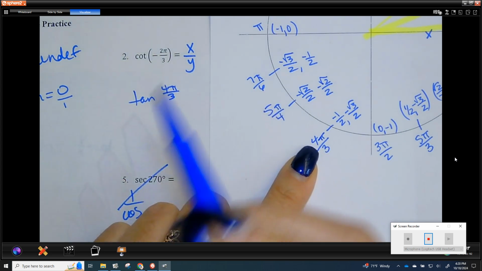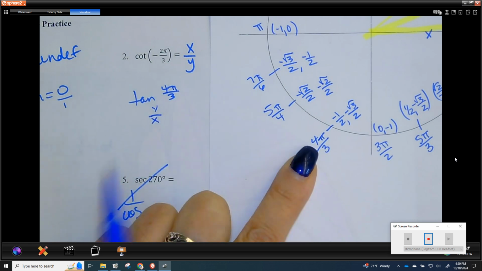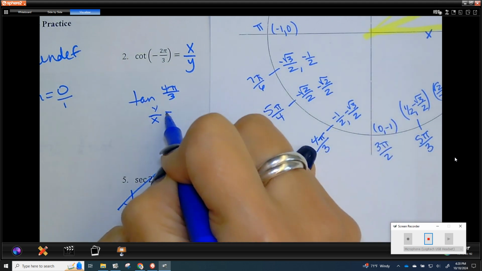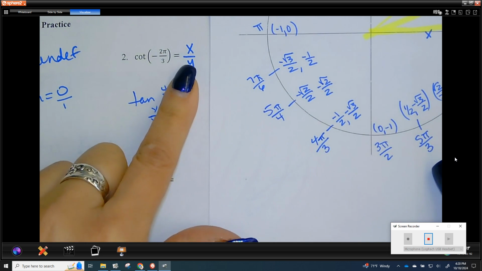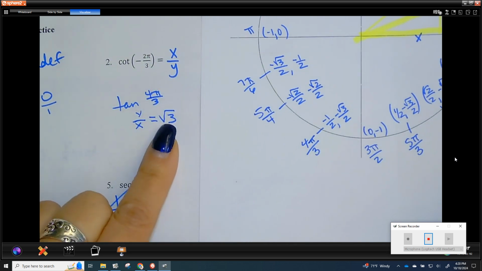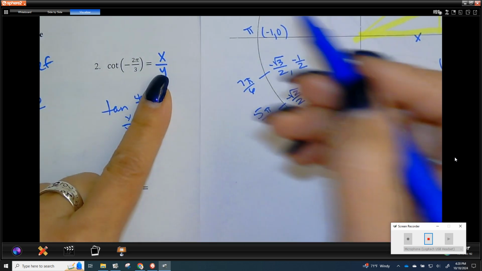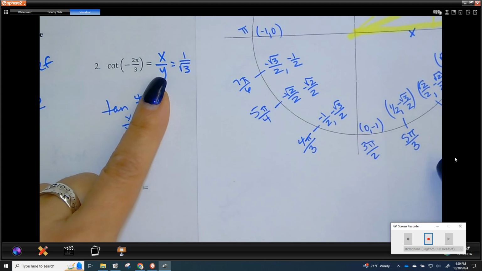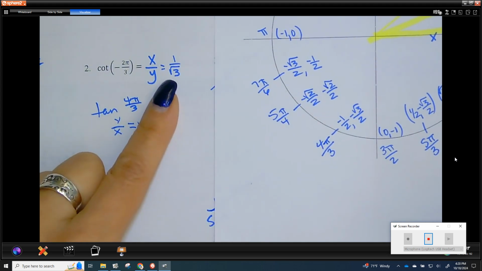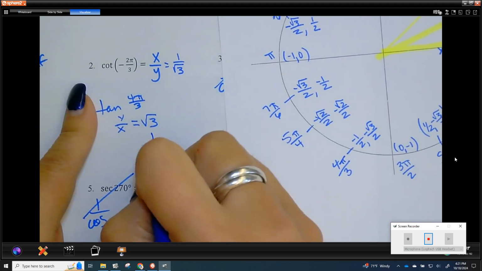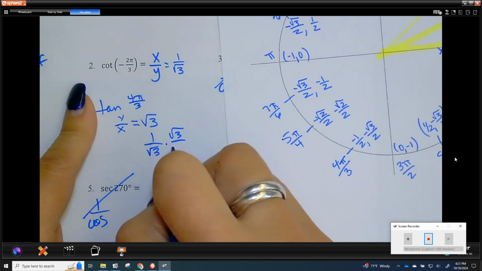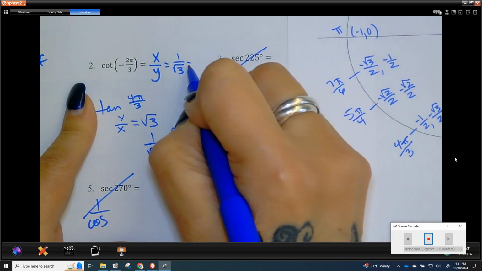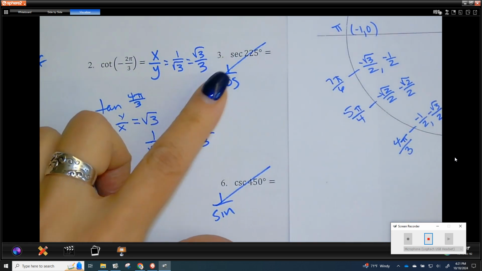Now, if you remember, tangent is y over x. So what I said to do was get this as your numerator, this as your denominator, which is square root of 3. Or for cotangent, you could get the reciprocal or get x over y. So it's 1 over square root of 3, because the 2's will cancel when you multiply by the reciprocal. That is also equivalent to square root of 3 over 3, because those cancel the square root. Either one of these are fine as answers.